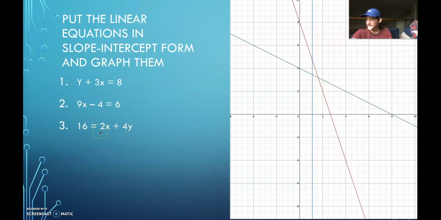Our third equation, finally, we're going to want to get y alone. And so we're going to subtract 2x from both sides. So it becomes 4y is equal to negative 2x plus 16. And then you can divide everything by 4. And so what we get is 4 as our y-intercept, and then negative 1/2 is our value for our slope. And so that'll be this green line here.